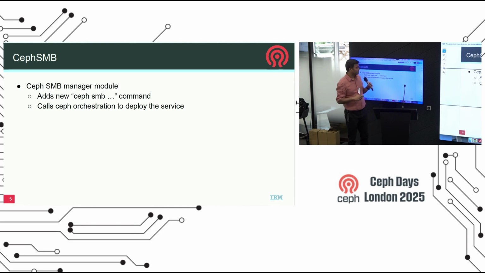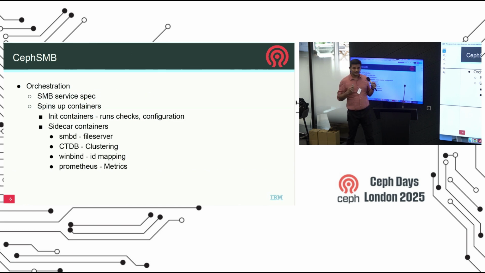with libCephFS. So for the CephSMB manager module, we've added a new manager module called SMB, which allows us to easily create SMB clusters and the required shares to export the CephFS volumes. We create the spec files and we then pass it on to the orchestrator, which creates the containers required to export this CephFS volume.